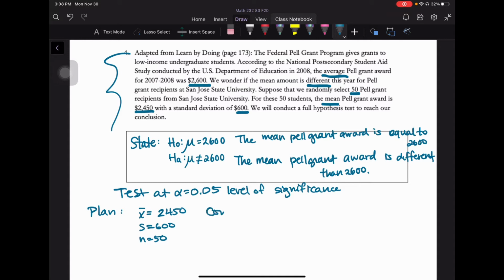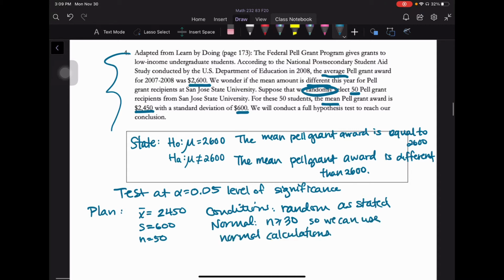Okay, so conditions here. We're looking for random, and we have it randomly selected. So this is random as stated. And for the normal condition, n is greater than or equal to 30, so we can use normal calculations.